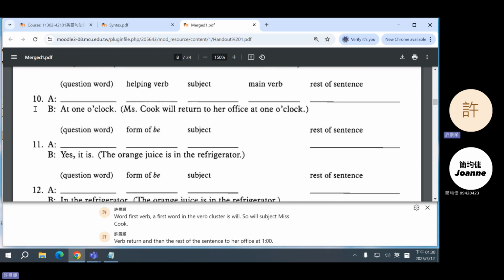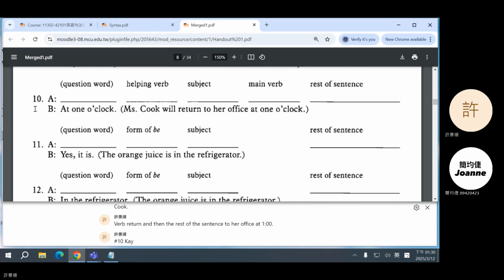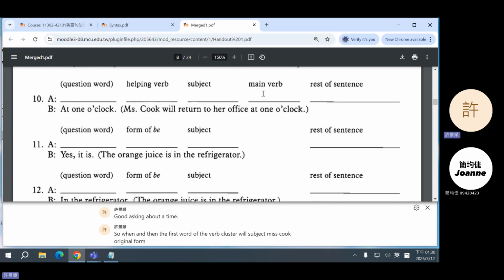Number 10, He Yankui. Good. Asking about a time. So when, and then the first word of the verb cluster will, subject Ms. Cook, original form of the main verb return, rest of sentence, to her office, question mark.